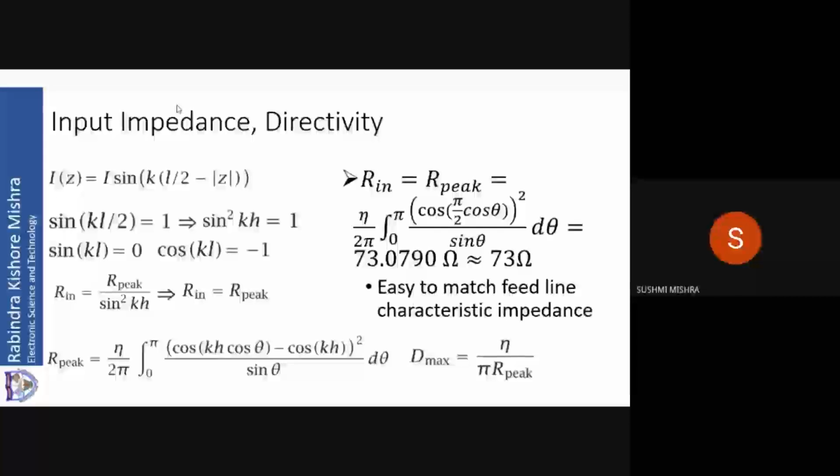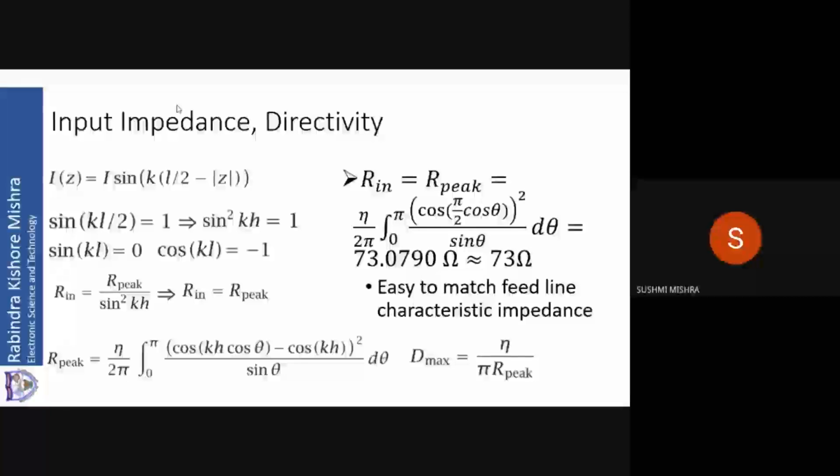Now we can find out the Dmax. Once we know what R peak is, we can find out Dmax. So Dmax will be eta upon pi into R peak. This is an expression that we can use to find Dmax. Eta is equal to 120 pi, so you can write Dmax is equal to 120 upon R peak. Find out the R peak value; we have seen the R peak value above. So put that R peak value, and we can find out Dmax.